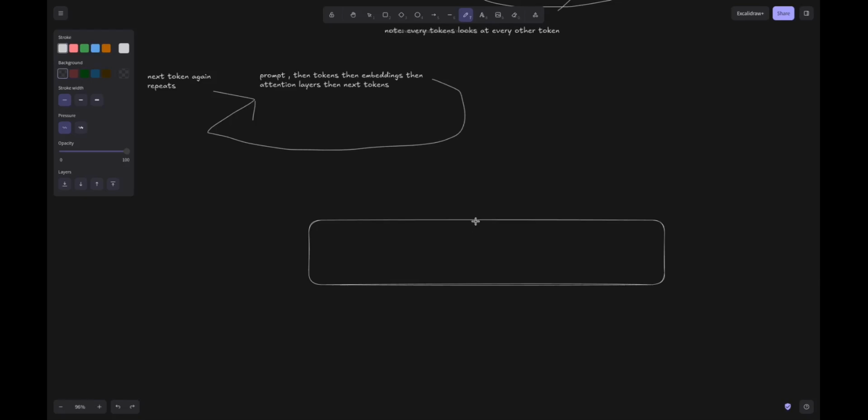That's why longer responses take longer to generate. The model is redoing this whole loop for every single word piece it produces.